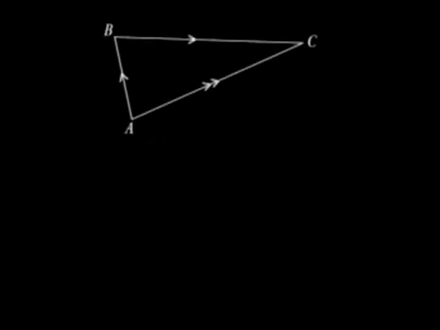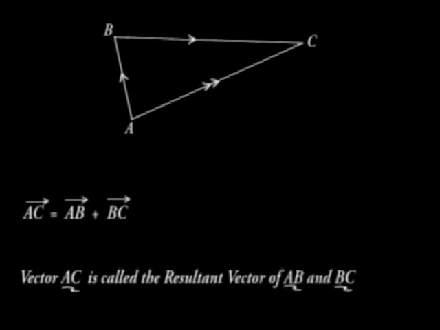Addition of vectors. Consider the figure below. To move from A to C, we can move from A to B, then B to C. Hence, AC is equal to AB plus BC. Vector AC is called the resultant vector of AB and BC.